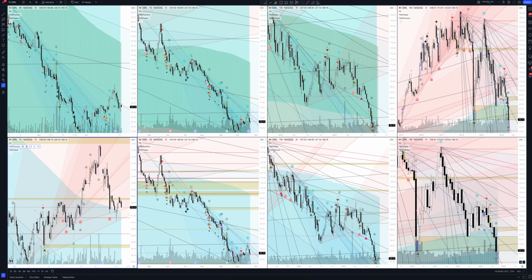Today we will take a look at Barrel Old Country Store stock. Let's analyze the market situation and find out how you can make money on it. Let's start.